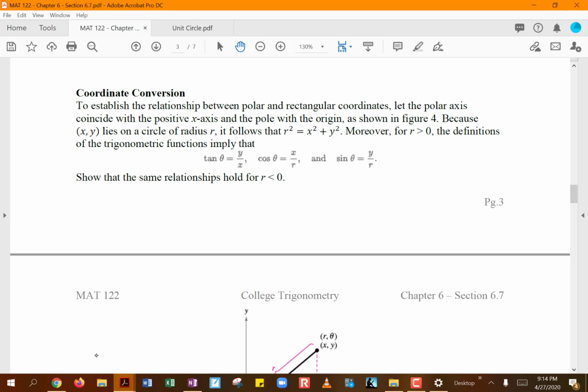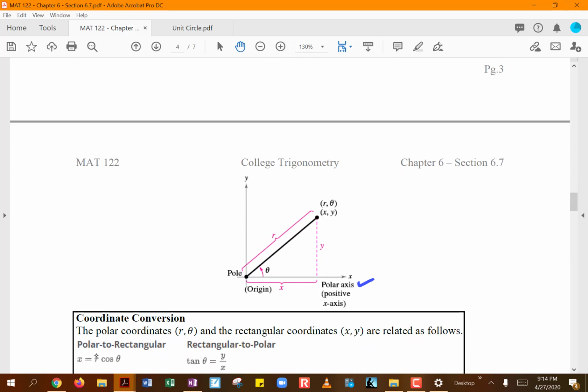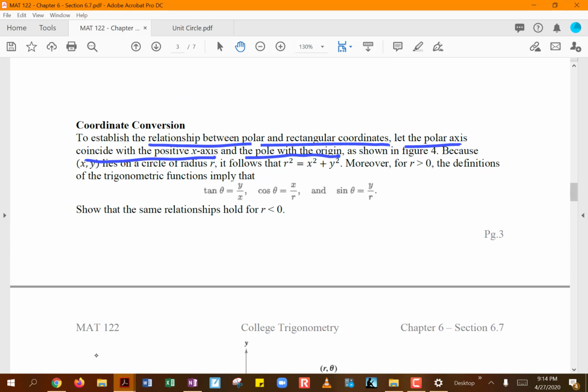Alrighty, now let's talk about our coordinate conversion. So they are saying to establish the relationship between polar and rectangular coordinates, we need to let the polar axis coincide with the positive x-axis. The pole will coincide with the origin. So you can kind of see here, our polar axis is also now our positive x-axis, and then our pole will be our origin.